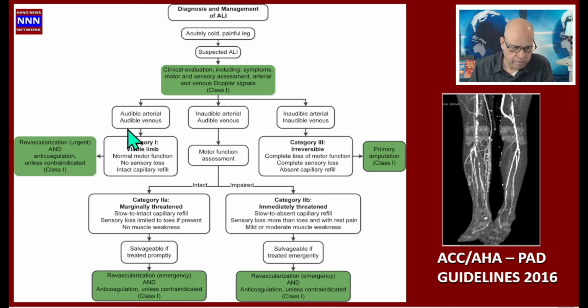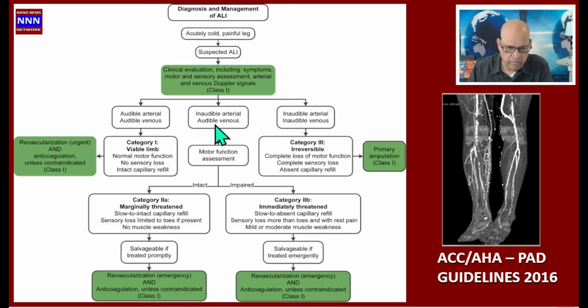If that is present, we have a viable limb, normal motor function, no sensory loss, intact capillary filling pressure, and if that is the case, revascularization is urgent and anticoagulation should be used unless contraindicated. That's a class 1 indication. If you are dealing with an acute limb ischemia, if the limb is viable, the muscle is viable, the skin is viable, and the capillary filling is intact, they need to be started on anticoagulation and then proceed further.